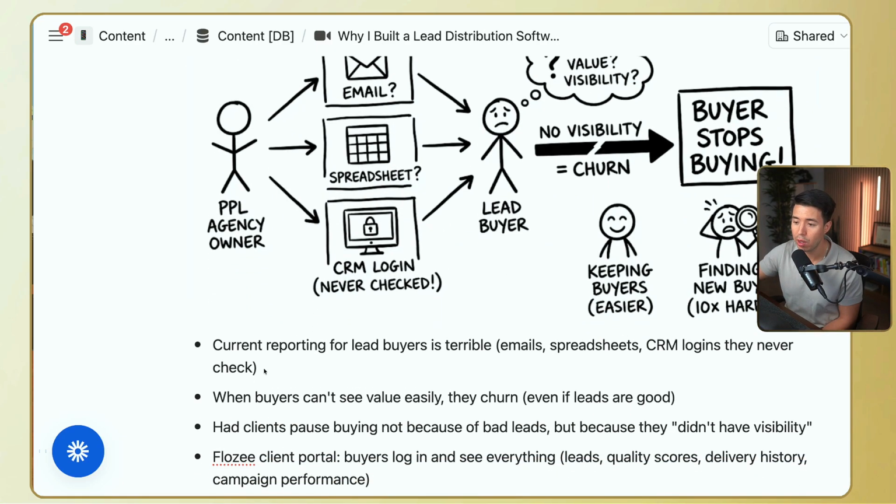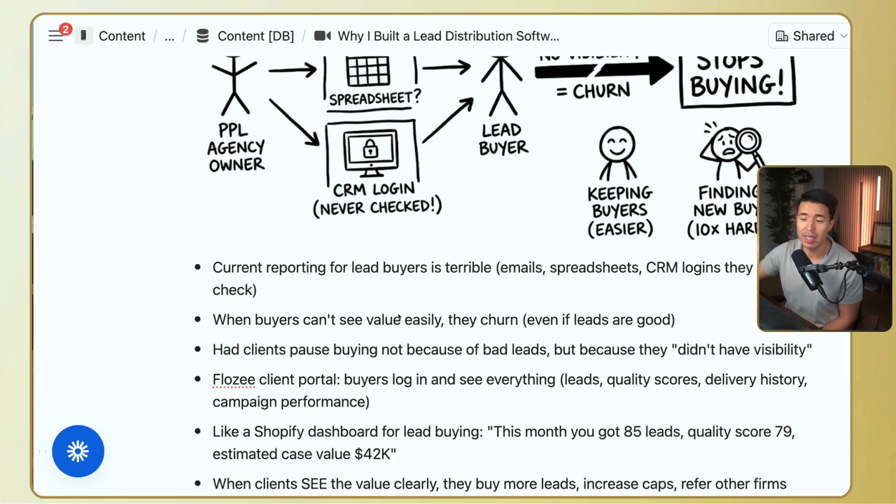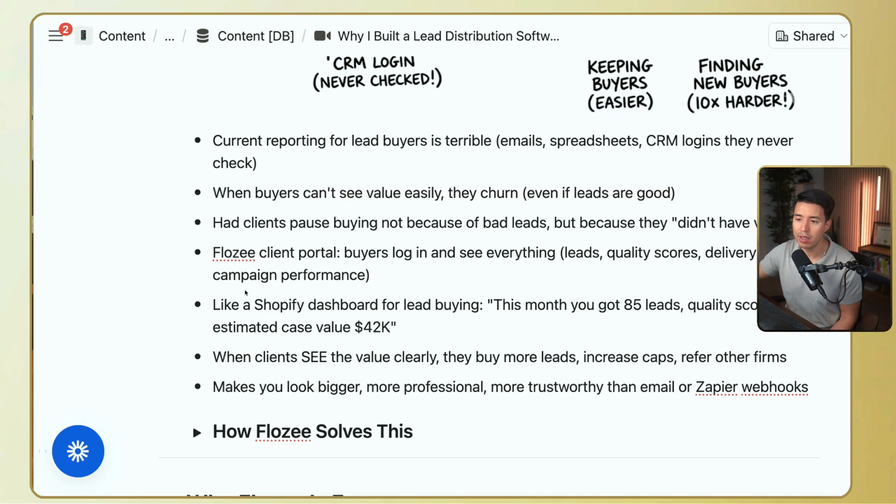So the current reporting for lead buyers is terrible. Email, spreadsheets, CRM, client portals. When buyers can't see value easily, they churn, even if leads are good. And there's agencies whose clients pause, not because the leads are bad, but because they don't have visibility on what they're actually getting. With Flowzy, we have a client portal where buyers can log in and see everything: the leads, the quality scores, delivery history, campaign performance, with actual charts and reporting for them, right?